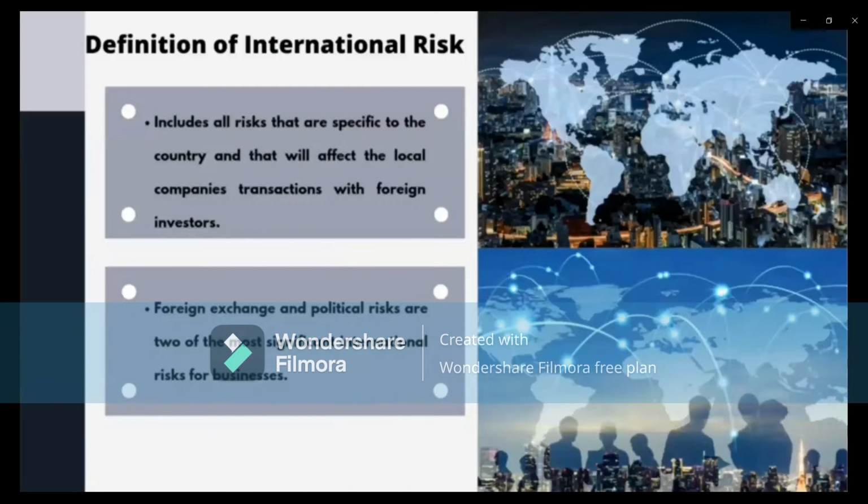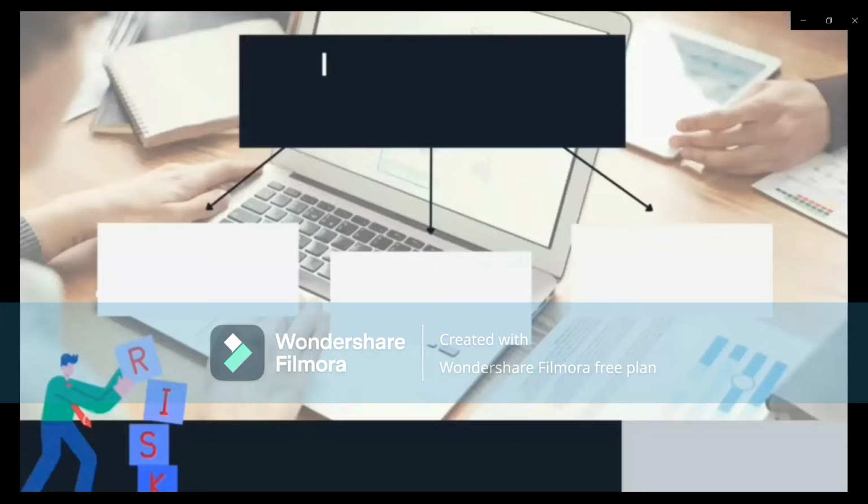What is an international risk? International risk includes all risks that are specific to the country and that will affect the local company's transactions with foreign investors. Foreign exchange and political risks are two of the most significant international risks for businesses. For example, when a company decides to engage in international financing, it acknowledges additional risk in exchange for additional opportunities. This can make it difficult for businesses to maintain consistent and reliable revenue.